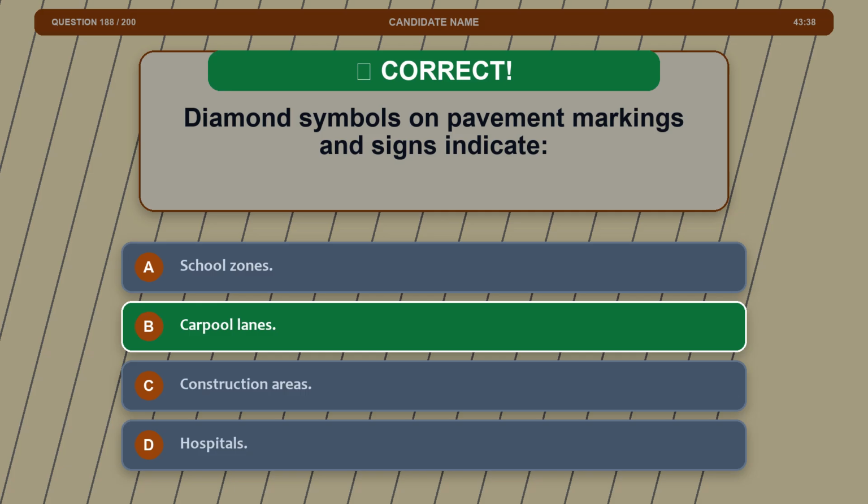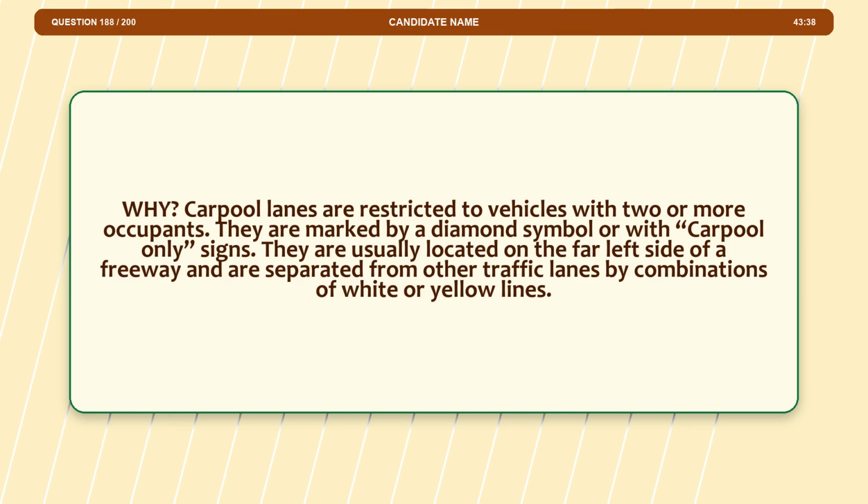The correct answer is option B. Carpool lanes. Explanation: carpool lanes are restricted to vehicles with 2 or more occupants. They are marked by a diamond symbol or with carpool-only signs. They are usually located on the far left side of a freeway and are separated from other traffic lanes by combinations of white or yellow lines.